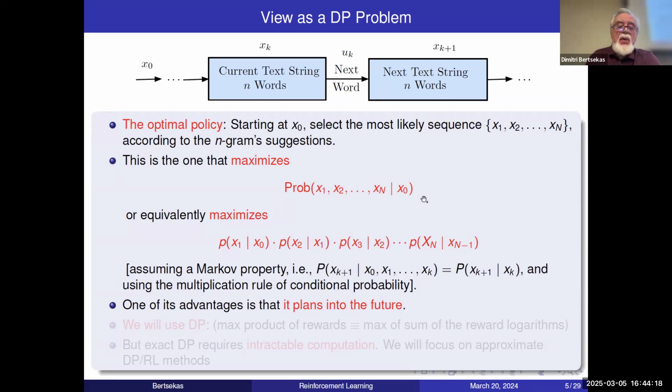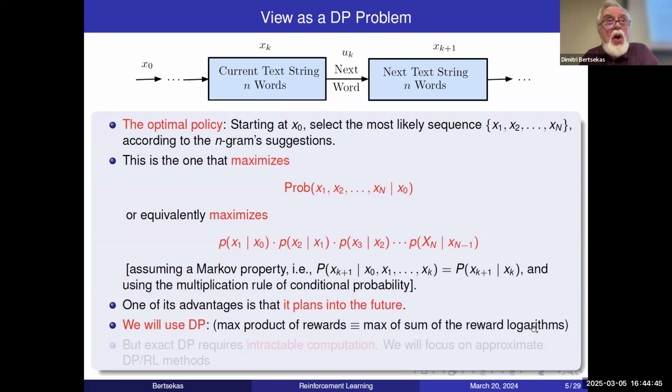Now, how are we going to do this maximization? We can use dynamic programming, but then you're going to say, here we have maximization of a product of rewards. In dynamic programming, we have maximization or minimization of the sum of rewards or costs. However, maximization of a product of rewards can be converted into maximization of a sum of the reward logarithms.